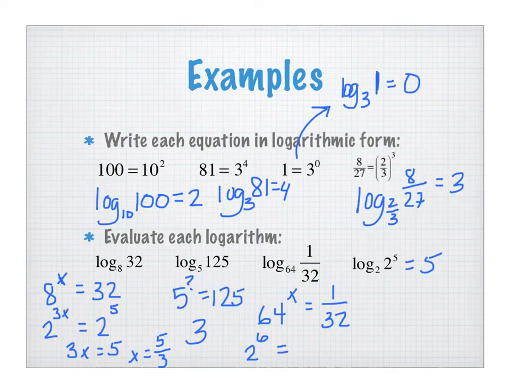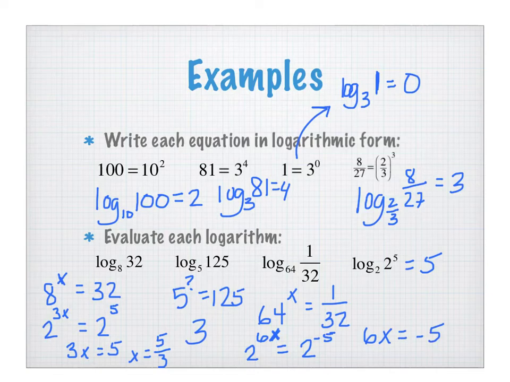32 is 2 to the 5th power. So 64 to the x would be 2 to the 6x. And 1 over 32 would be 32 to the negative 1 power, or 2 to the negative 5 power. How do I know that? Because again, 32 is 2 to the 5th power. 2 to the 5th power is 32. So 1 over 32 is 2 to the negative 5th power. So that means 6x must equal negative 5.